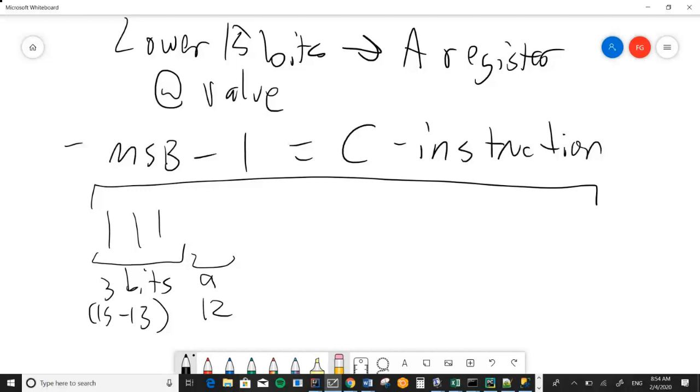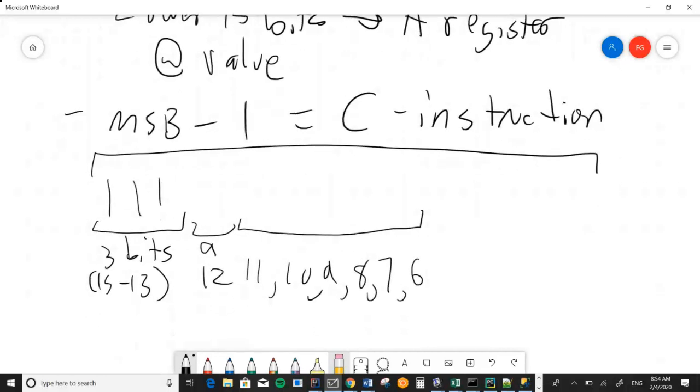The next 6 bits, so this is starting at bit 11, 10, 9, 8, 7, 6. These are called the C bits. And so these are C1, C2, C3, C4, C5, C6. These bits go directly to the ALU. So these are the ALU bits. These control what calculation is performed.